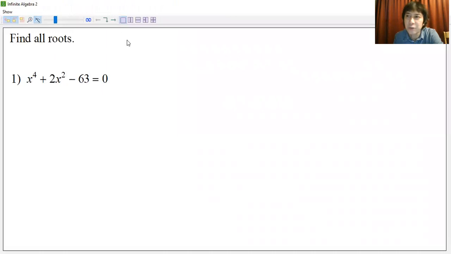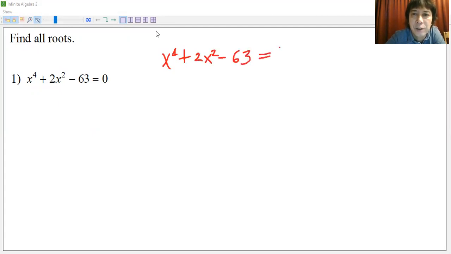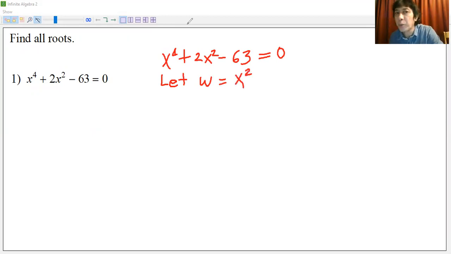So this is the presentation view. Find all roots, and we will start with the given. So let me write the given first. This is x to the fourth plus 2x squared minus 63 is equal to 0. Okay, we can use the substitution w. So let w be equal to x squared, and we can now replace the x to the fourth with the w.